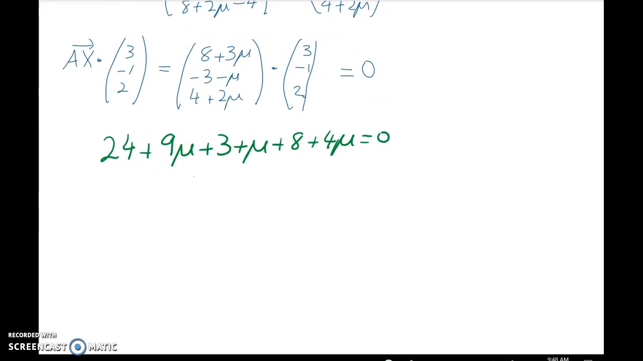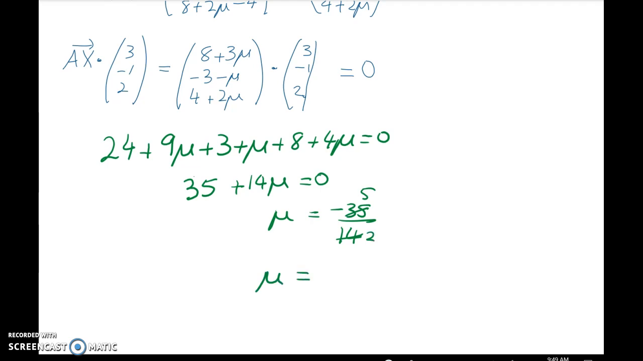All right, so this is what you should end up with when you've worked out that dot product. We now just need to collect up like terms, and we get 35 plus 14 mu is equal to 0. So mu is equal to negative 35 over 14, and dividing that through gives me negative 5 over 2. So mu equals negative 5 over 2. So that's now going to tell me where the foot of the perpendicular is.